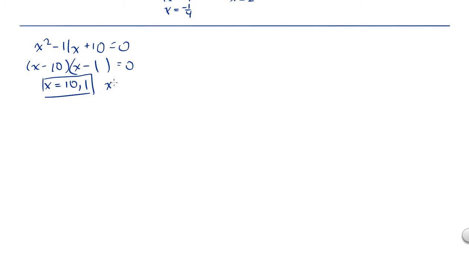Some people might write the solutions as a solution set. You could write the solutions as a set using curly brackets. Use curly brackets to represent a set of numbers. So you might see that occasionally. When I'm usually writing the solutions, I'll just write it like this, 10, 1, unless something requires me to write it as a set. How about this one?